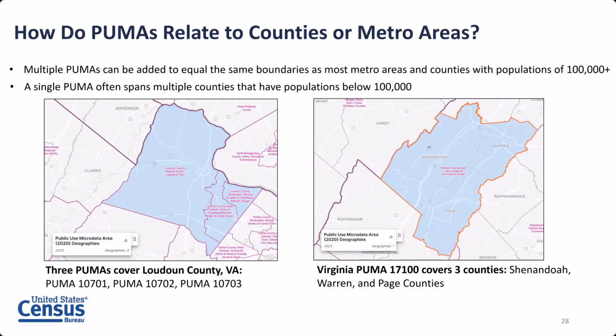And then if you're working with data sets on the Microdata Access tool that are not American Community Survey, typically the lowest level of geography provided would be the state level.